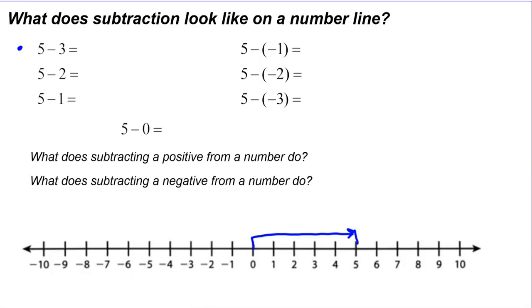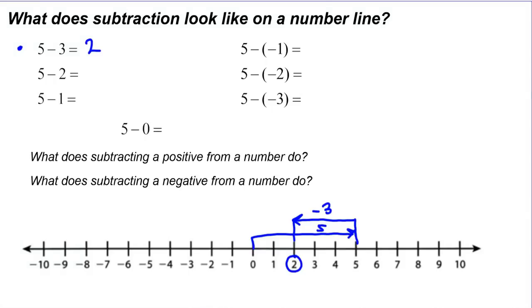Now when I'm subtracting, I'm decreasing the value, right? We're taking away. So minus 3 is actually going to move us in this direction to the left. It's not going to increase in value, it's going to decrease in value. So this is what minus 3 looks like. So we have 5 minus 3, and that puts us right here at 2. So obviously 5 minus 3 is 2.